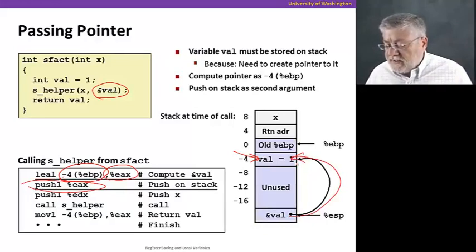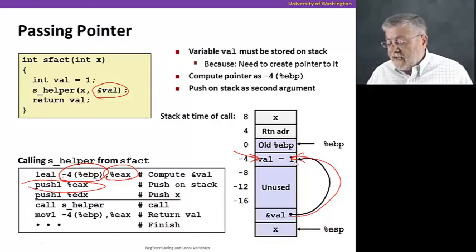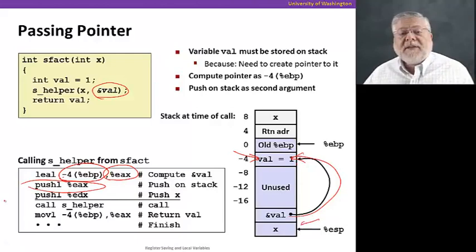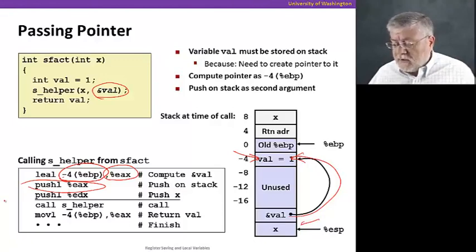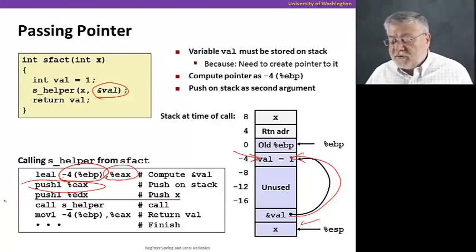The next thing to do is to push the other argument, x. Remember we had stored that in EDX, so we can just push the value of that register onto the stack. And we see that appear here. At this point, we call shelper, now that we have the arguments on the stack, and that will go and execute the code for shelper. And remember, in this case, shelper returns a void, so it does not have a return value.